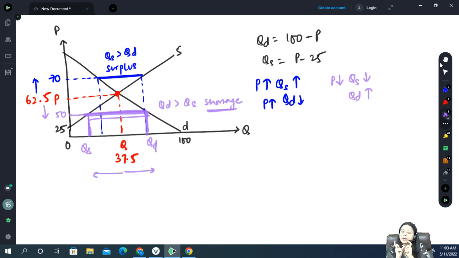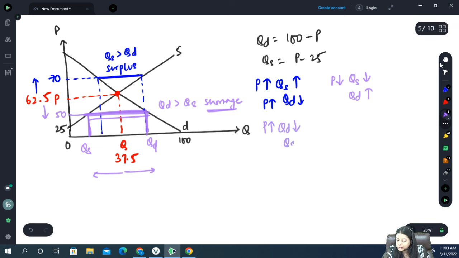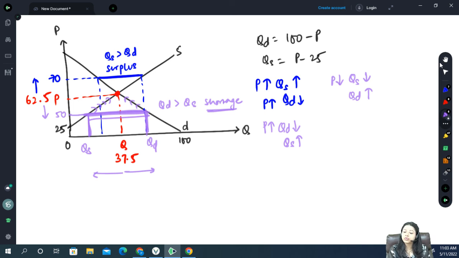So if there is a shortage for a particular good, what will happen? The price will start to increase. If there is a shortage of a particular commodity, the price will start to increase. And as price starts to increase, quantity demanded starts to fall and quantity supplied starts to increase. So basically, we'll be moving upwards along the demand curve and upwards along the supply curve. There will be a movement towards the right on the supply and left on the demand because there is a shortage in the market. Because of this shortage, the price is increasing. Since the price is increasing, quantity demanded is falling and quantity supplied is increasing, and we reach the equilibrium again.